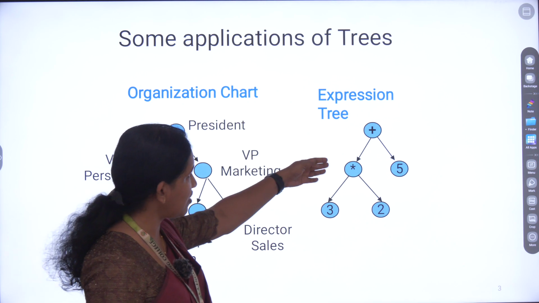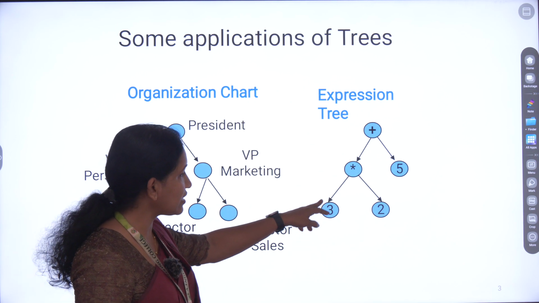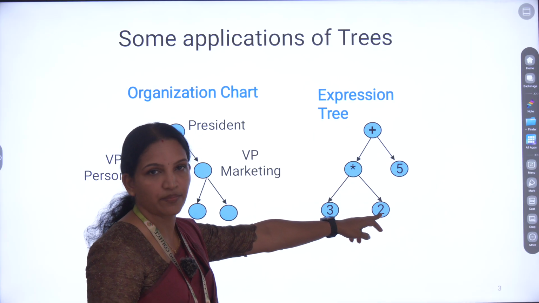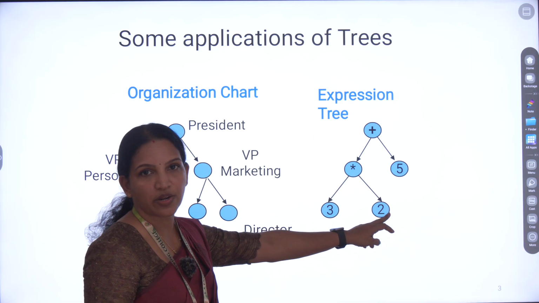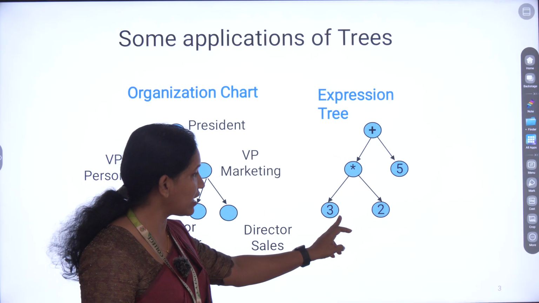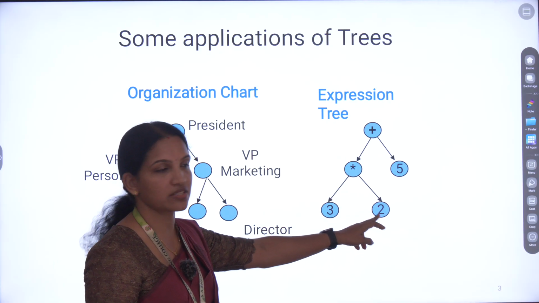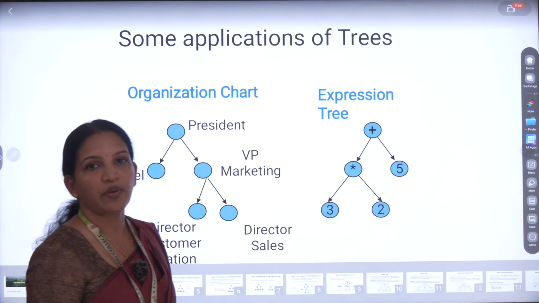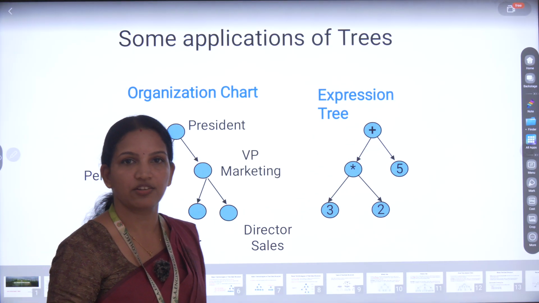Now coming to the next example, expression tree, where we can see the nodes represent operators or operands or data. So we can represent an expression using this tree. Here a simple expression has been represented, 3 into 2 plus 5. Like that we can represent complex expressions also using tree data structure.